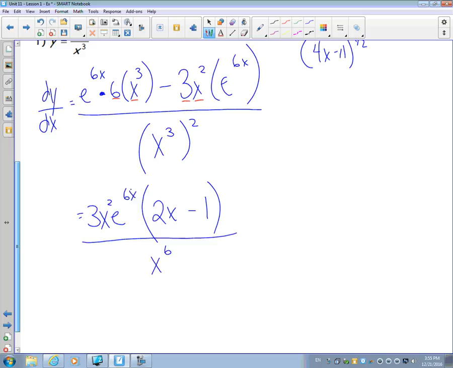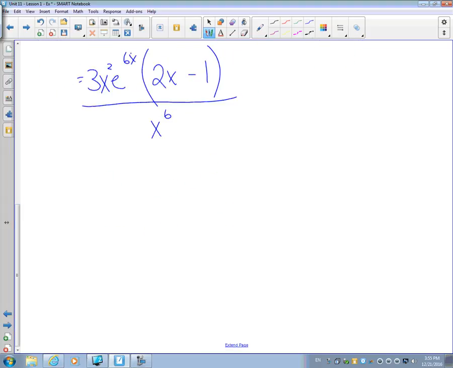On the bottom, x to the 6. Can we make it a little bit simpler? Sure we can. We got x's on the top, we got x's on the bottom, so I can cancel these two with 2 of those, and we'll be left with a nice, well, not necessarily nice, but simpler expression. Okay, so there's our derivative for that messy, messy function involving a quotient.